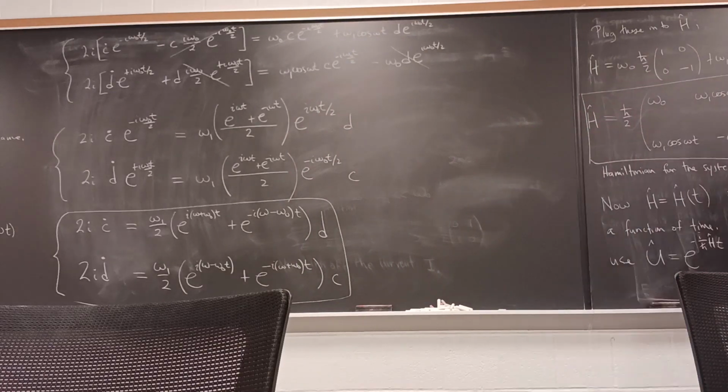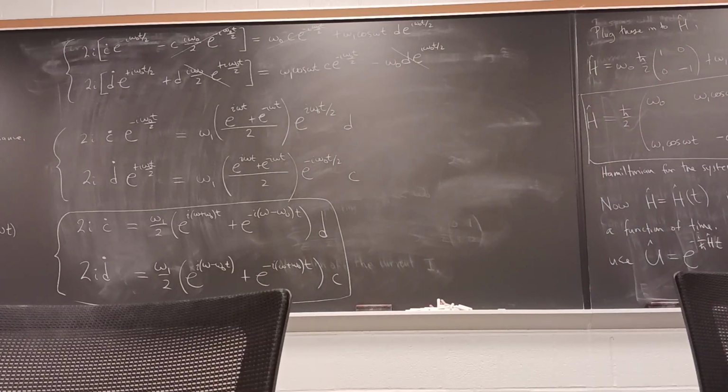Now we want to imagine that we're integrating these equations to find C of t, right, and D of t.